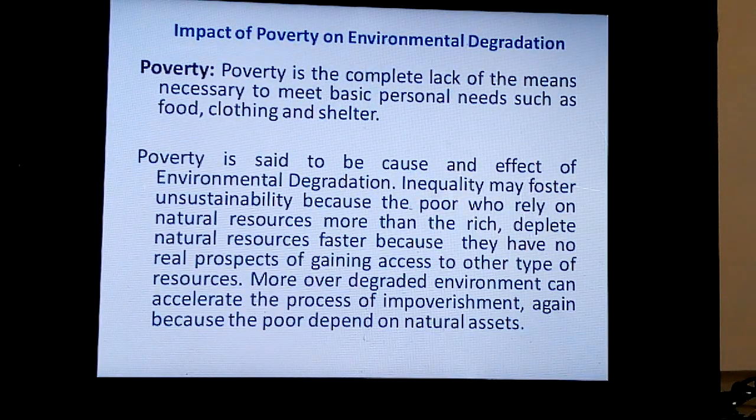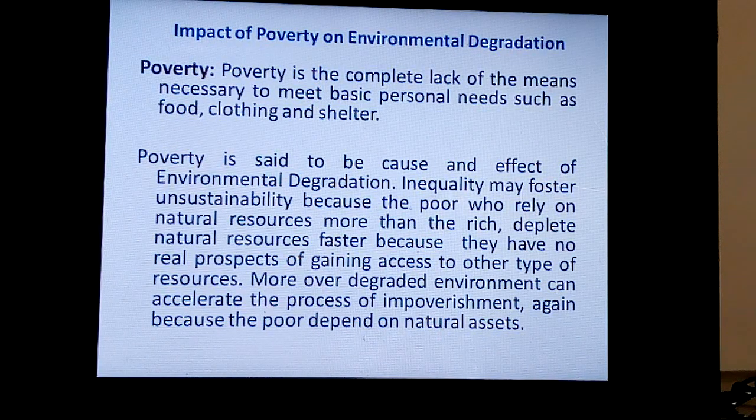Impact of poverty on environmental degradation. Here, first you should know what is poverty. Poverty is the complete lack of the means necessary to meet basic personal needs such as food, clothing, and shelter. Poverty is said to be cause and effect of environmental degradation.